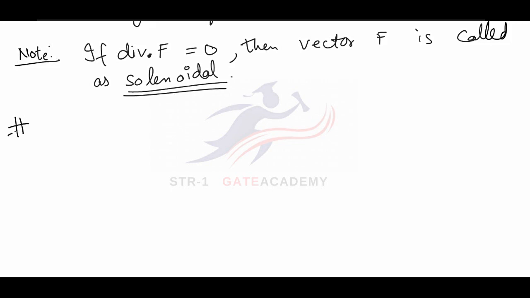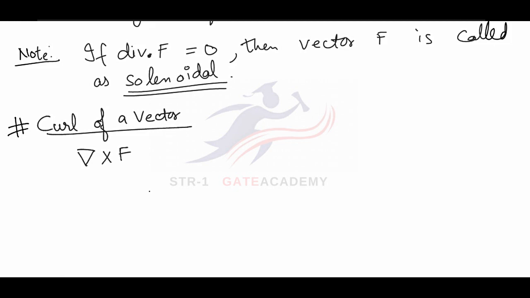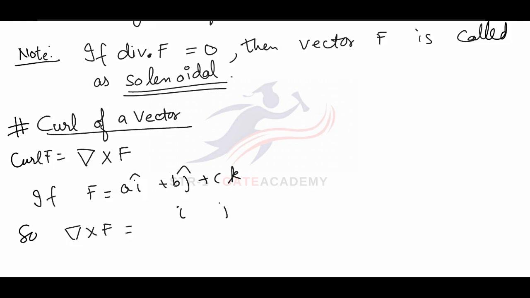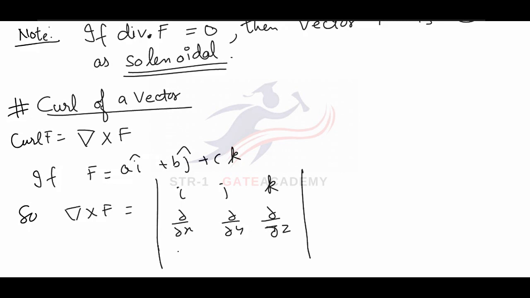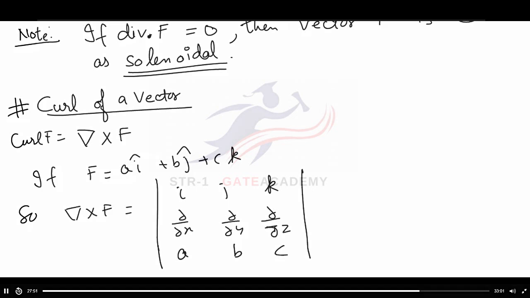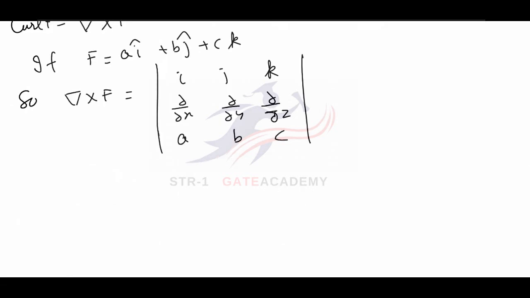The last term we will define here is called the curl of a vector. Curl is basically again defined by cross product with del. Again, let us say f. This is curl f. f is nothing but, let's say, ai plus bj plus ck. It's a vector. So curl of f is nothing but the determinant with rows i j k, del by del x, del by del y, del by del z, and the third row would be a, b and c. So this is how you can find it out.